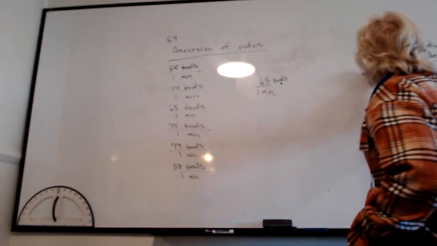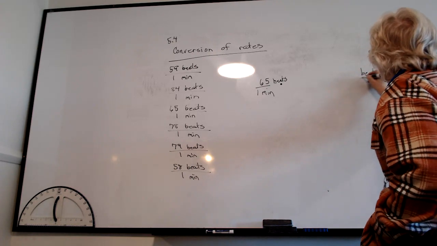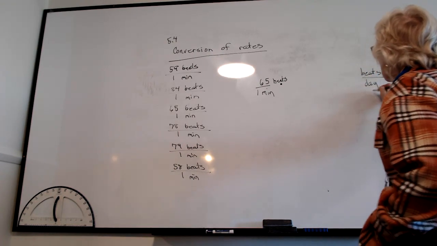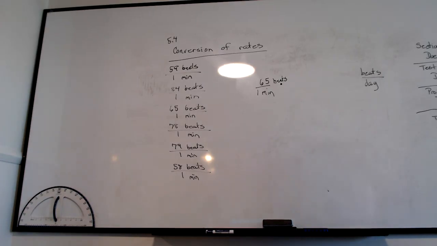This is how I always do this. Beats per day. That's our goal, is beats per day. We want to know how many beats per day. When you're doing this, your conversion rates, remember, can be written either way because it's still 1. You're still multiplying by 1.